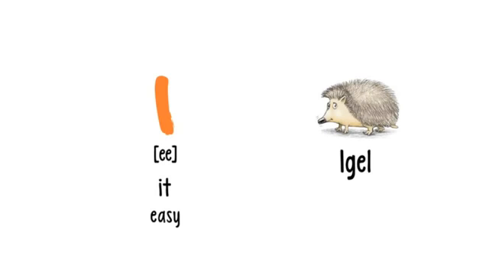The next letter is I, which is pronounced like in the short form, it. In the longer version, it's pronounced like the E in the word easy. The German word with the letter I is Igel, which means hedgehog.